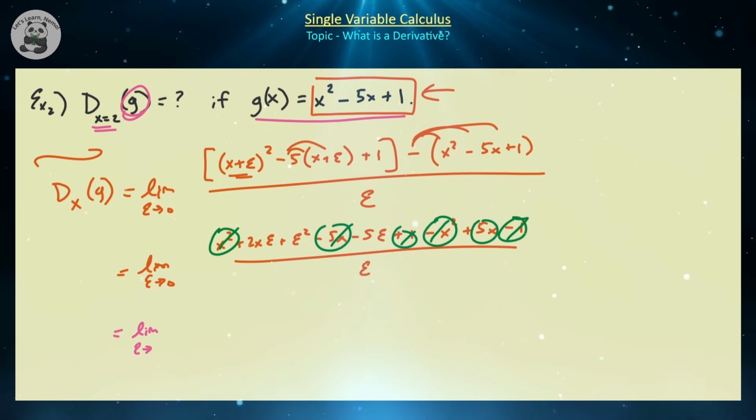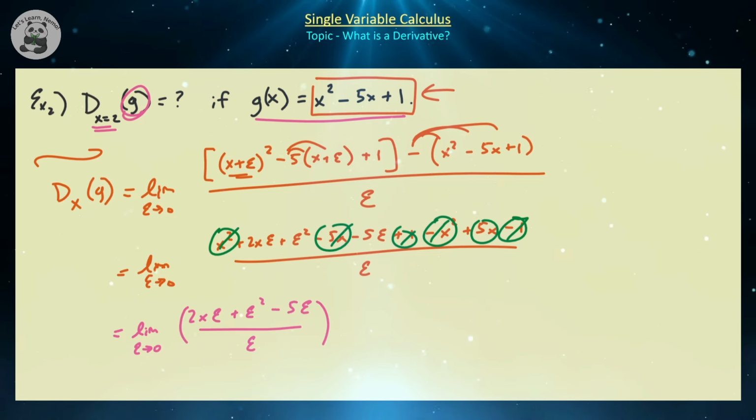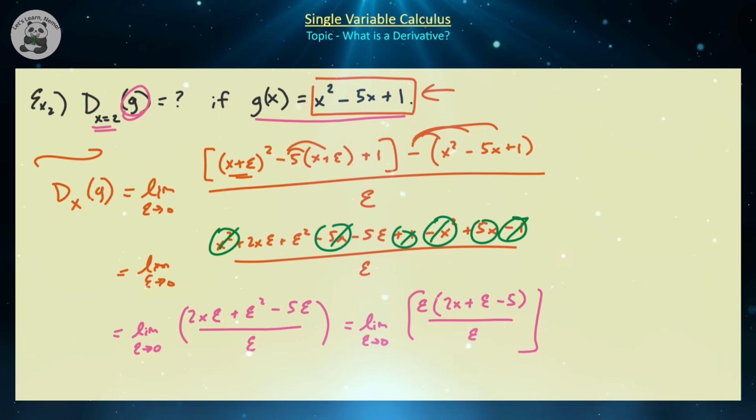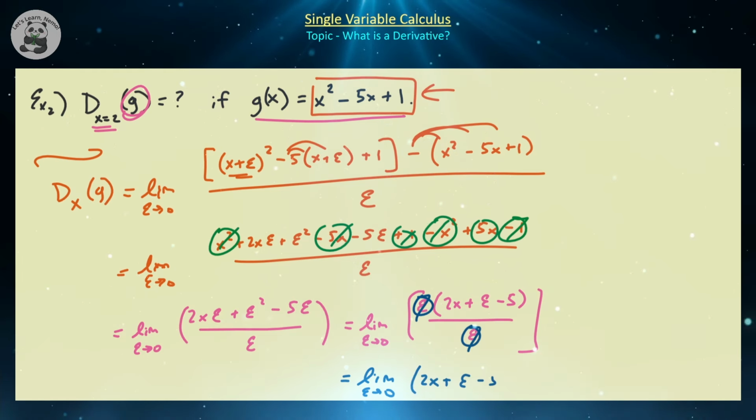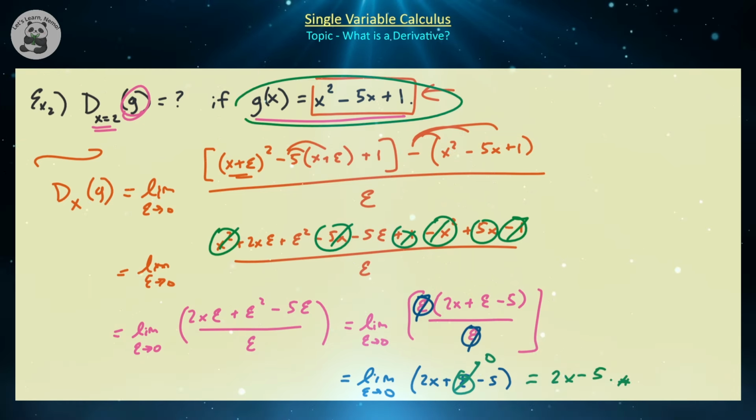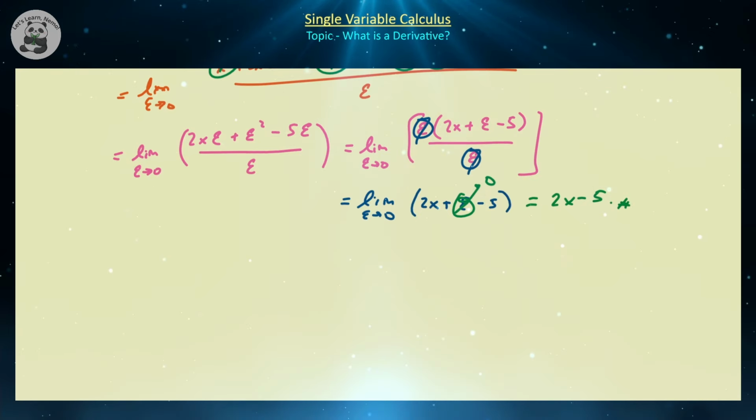So we're going to have the limit as epsilon approaches 0 of 2x epsilon plus epsilon squared minus 5 epsilon, all over epsilon. We can factor an epsilon out of the numerator, so we have epsilon times (2x plus epsilon minus 5), over epsilon. We can cancel out those epsilons, and then take our limit. We're left with the limit as epsilon approaches 0 of 2x plus epsilon minus 5. The epsilon goes to 0, and we're just left with 2x minus 5, which is the derivative of x squared minus 5x plus 1.